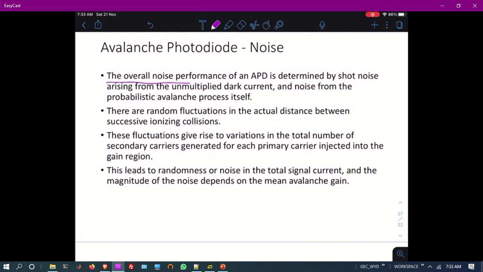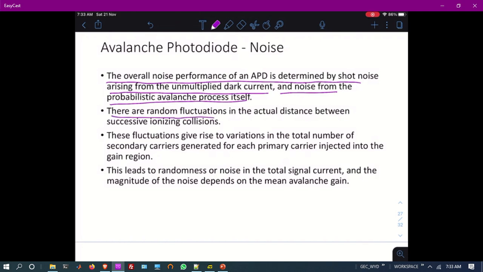So the overall noise performance of an APD is determined by the shot noise arising from the unmultiplied dark current and noise from the probabilistic avalanche process. The avalanche process itself can create some unwanted current, and that can also create noise.